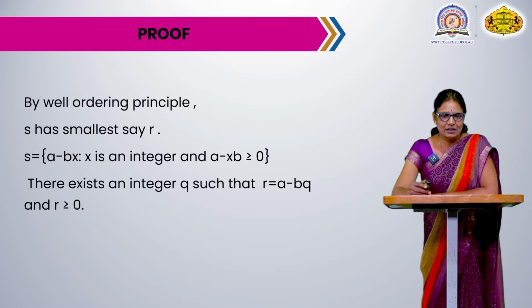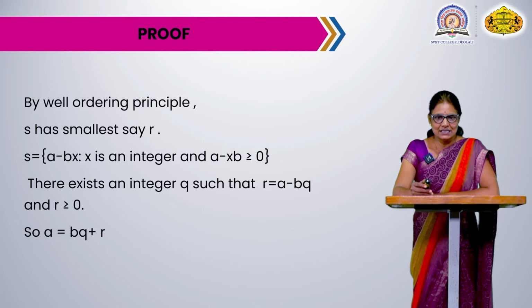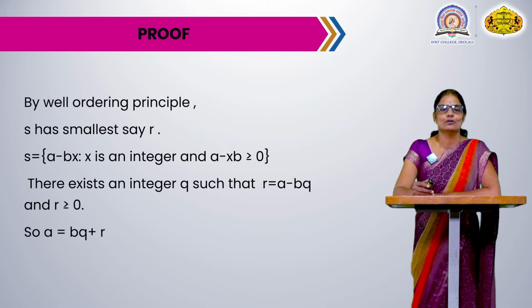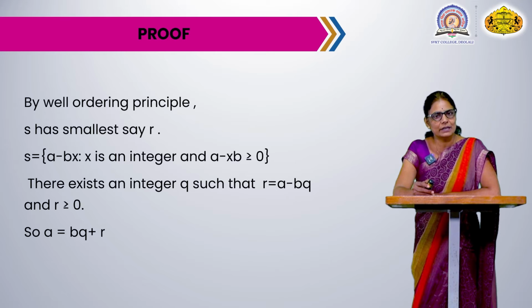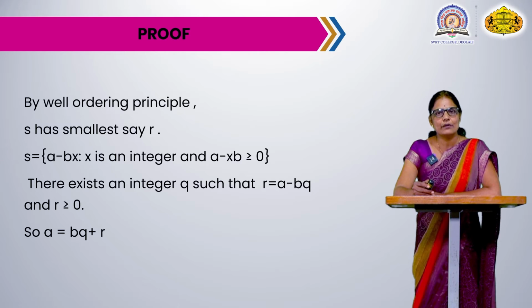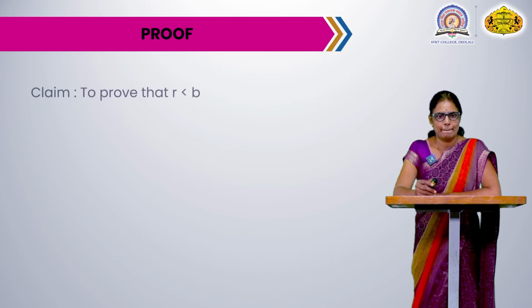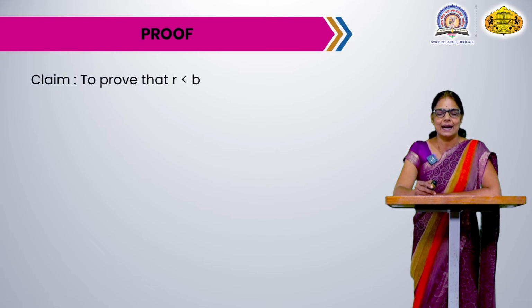So now just rewrite the sentence: there exists an integer q such that a can be written as bq plus R with R greater than or equal to 0. So our first part is proved here. Now in the second part we want to prove that R is strictly less than b. This is our claim.